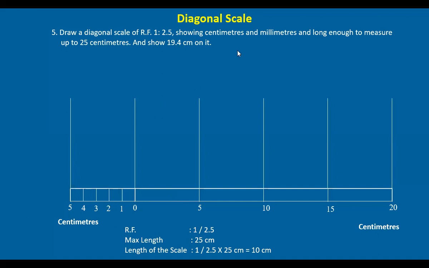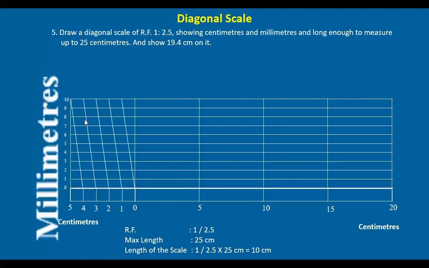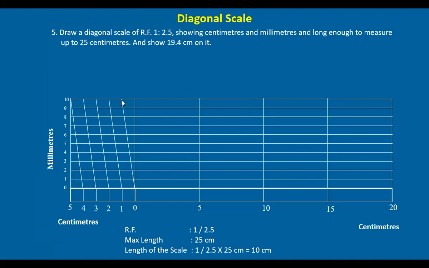Now I want millimeters. That means this is 1 centimeter. Millimeter means 1/10 of 1 centimeter is millimeter. That means we will take 10 divisions here on the vertical scale. So 10 points are marked here and draw horizontal lines and draw this diagonal lines joining corresponding to 1, 2, 3, 4, 5. You can take 1, 2, 3, 4, 5 like this. Join the first point with 0, second with 1 like this.